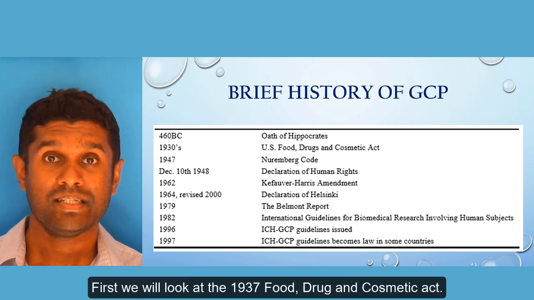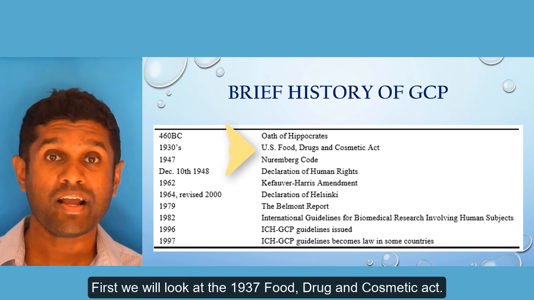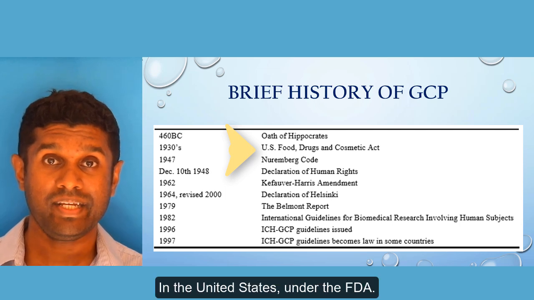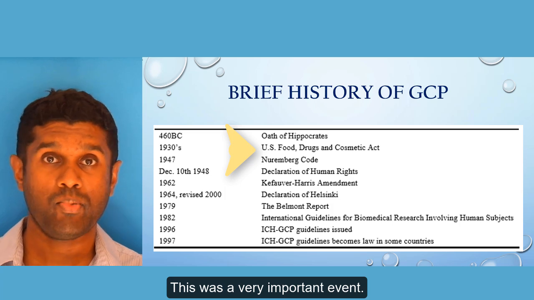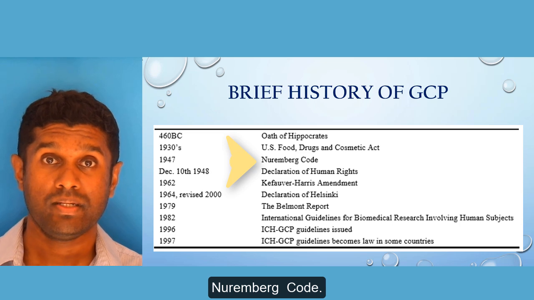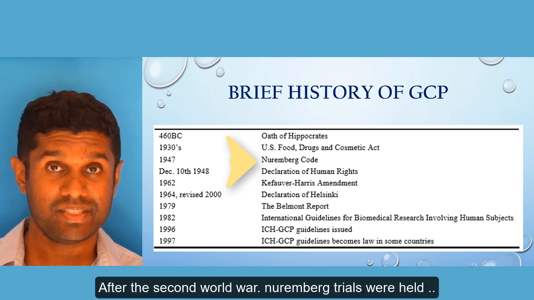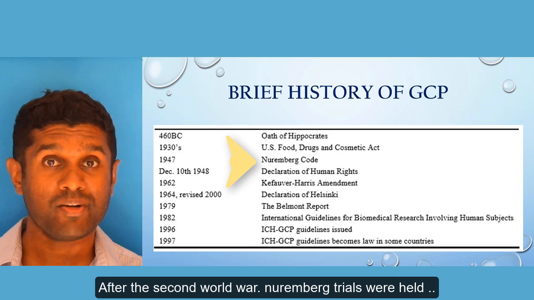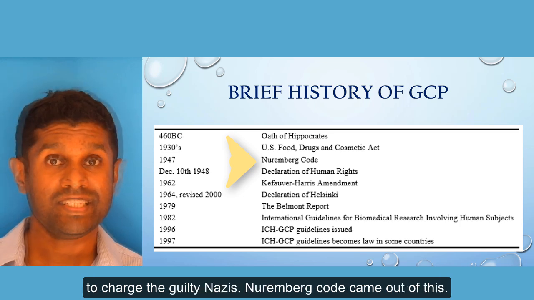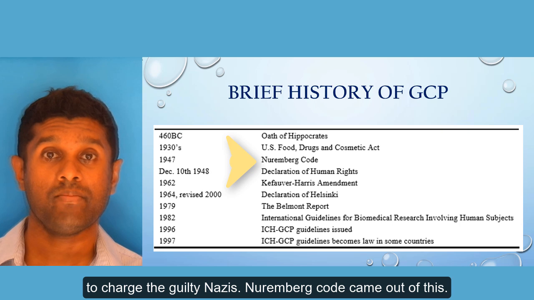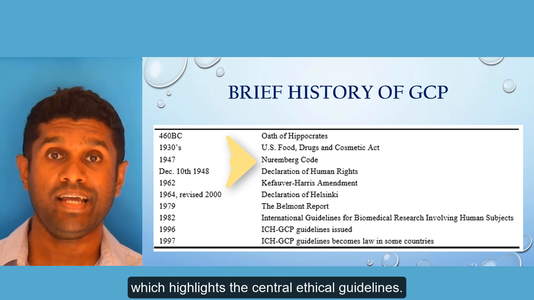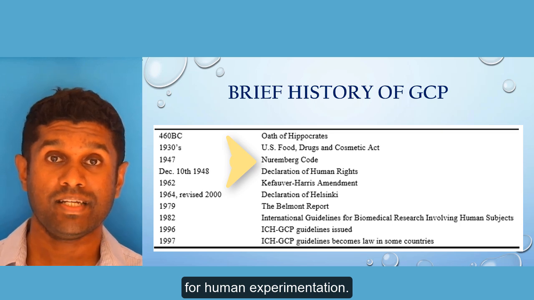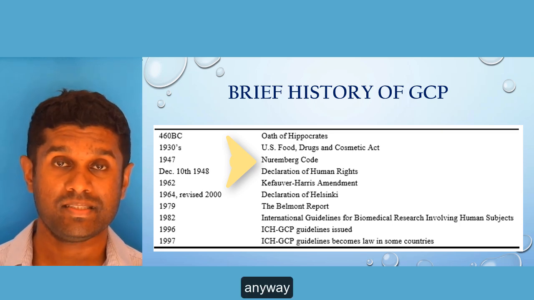First, we'll look at the 1937 Food and Drug Cosmetic Act in the United States under the Food and Drug Administration. This was a very important event. And then we'll look at the Nuremberg Code. This was after the Second World War. The Nuremberg trials were held to charge the guilty Nazis. The Nuremberg Code came out of it, which highlights the central ethical guidelines for human experimentation. That's what they called it, human experimentation at the time.